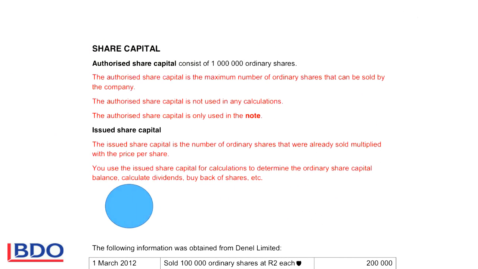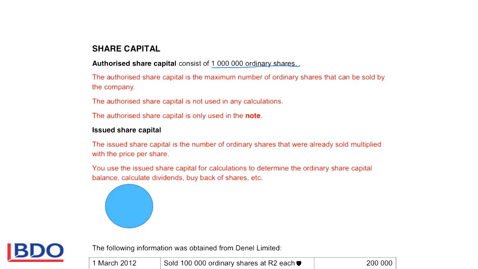Good morning. We will pay attention to the issue of shares today and the share capital of a company. First of all, it is very important to distinguish between authorized share capital and issued share capital. Authorized share capital of a company, for instance, may consist of 1 million ordinary shares. So that means the total number of shares that they can issue is 1 million.